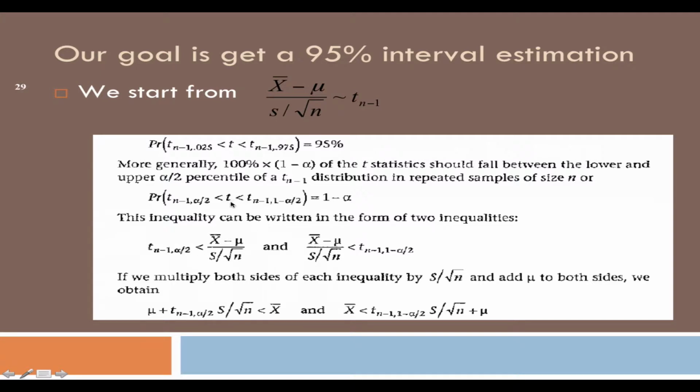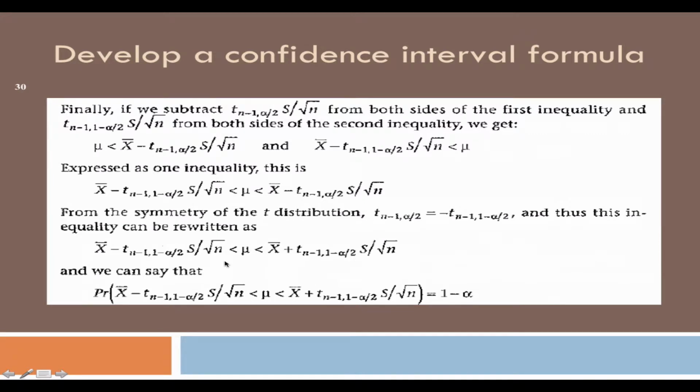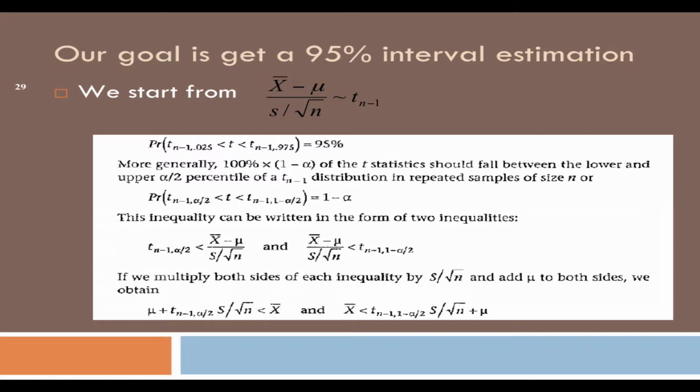Remember, this t is x-bar minus mu over s over square root of n, right? So let's see, what should we do here? Let me write here.